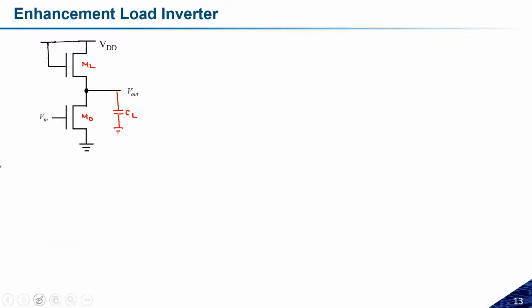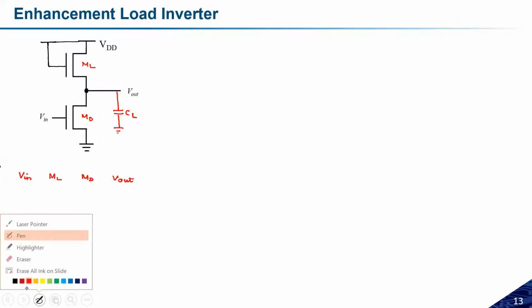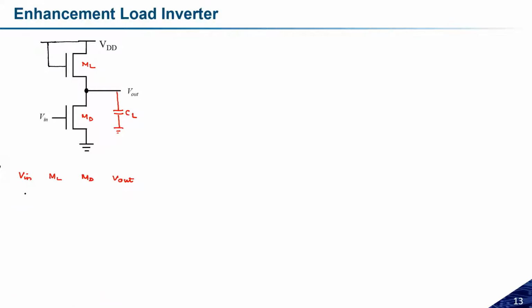Now let us try to validate how this will look. Suppose I have two possible combinations of inputs. So V in, ML, MD, and then let us see what the V output is. Now I can have two possible combinations. The input can be 0 or the input could be 1. So these are the two possible ways we can have.